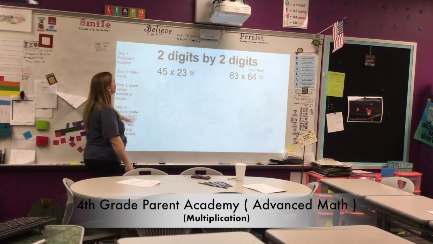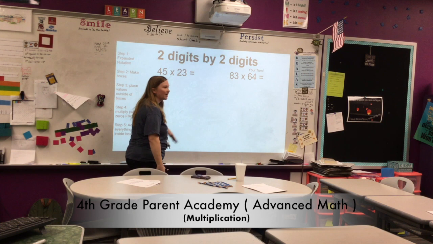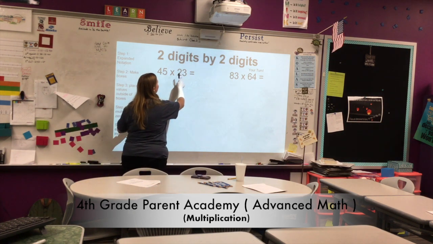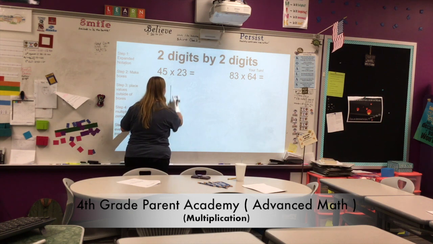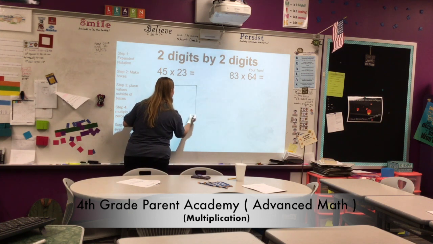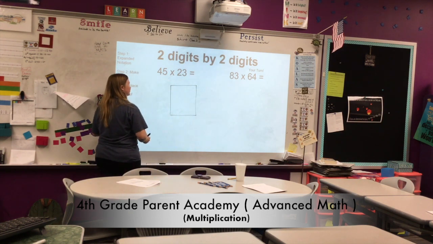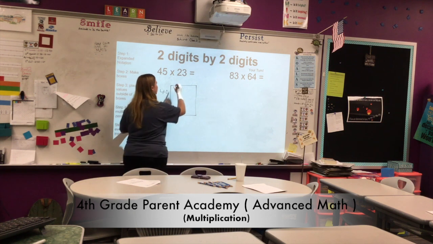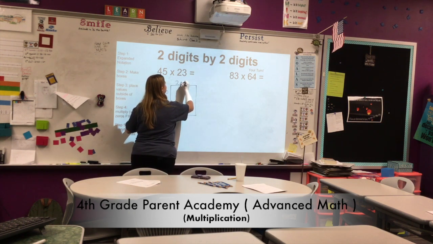All right, so we have 45 times 23. I don't know either of those facts. So guess what I'm going to have to do? Break both of these down. So I'm going to do an area model, draw a box. How would I break apart 45? 40 plus 5. And how would I break apart 23? 20 plus 3.